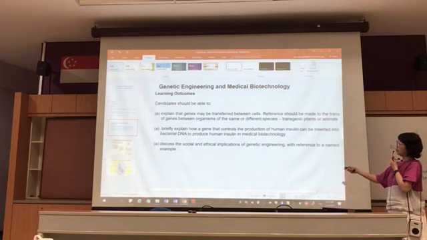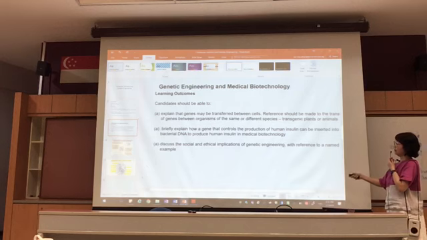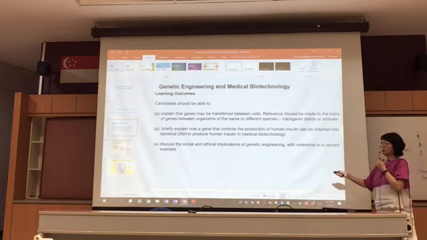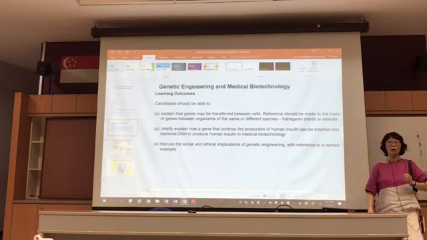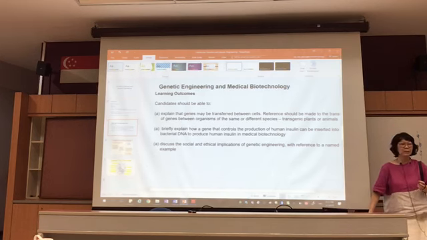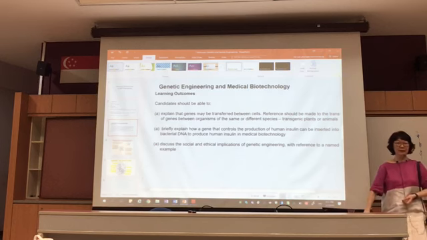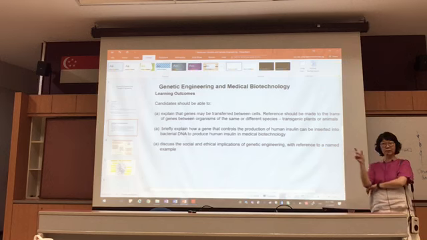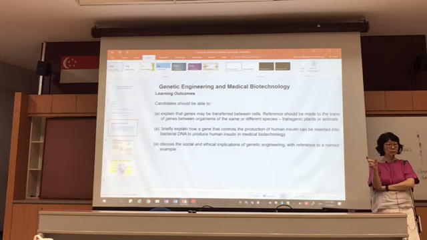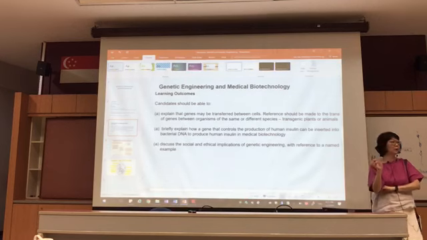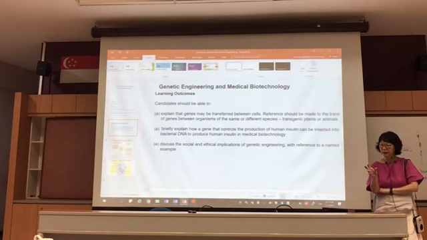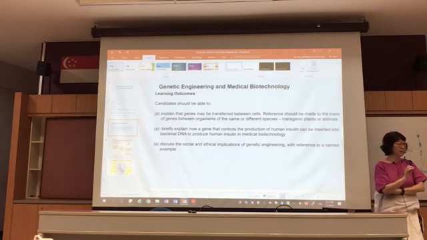Explain how a gene that controls the production of human insulin can be inserted into bacterial DNA to produce human insulin in medical biotechnology. This one is very important. We need to know how scientists can genetically engineer bacteria to make insulin. Do you know the process? You got the human DNA with the insulin gene, right? Then what do you do? You use restriction enzyme to cut out that human insulin gene from the DNA, you're supposed to paste it on a plasmid, right?